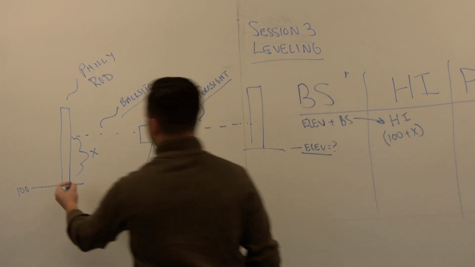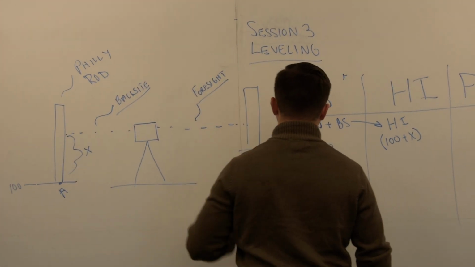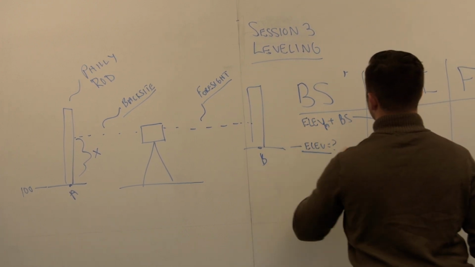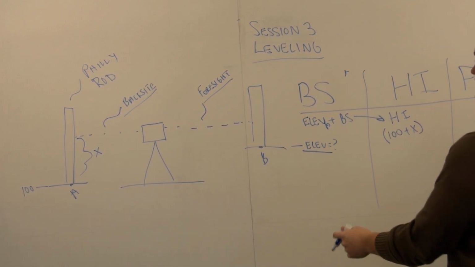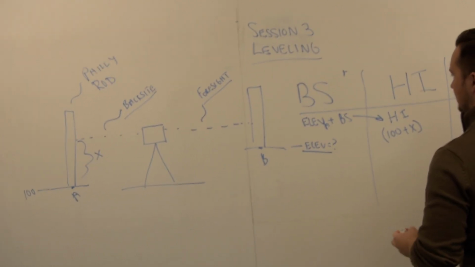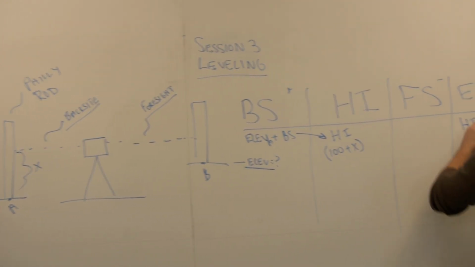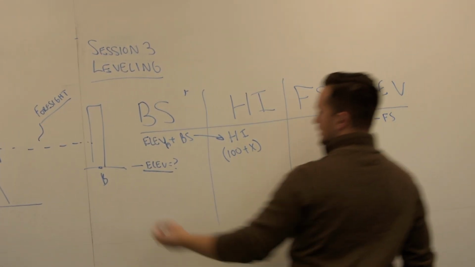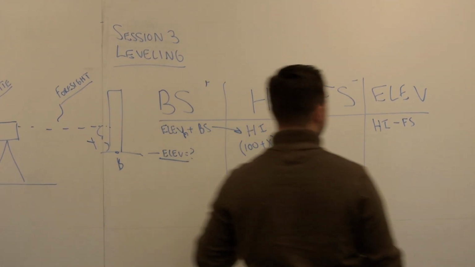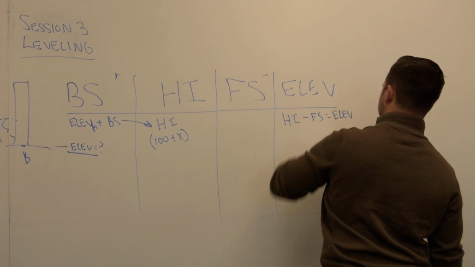When I am referring to the foresight and we are determining the elevation at the new point, we'll call this A, and we'll refer to this one as B. So your elevation at A plus your back sight will give you the height of the instrument wherever it is. Your elevation at B is determined by that height of the instrument minus the foresight, and we'll refer to that as y. So here we'll give you your elevation.